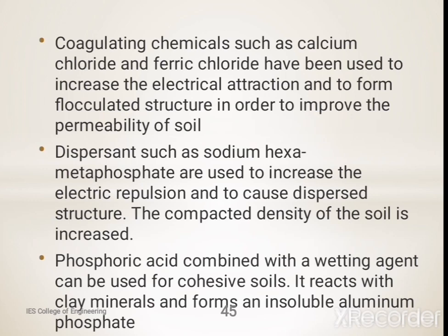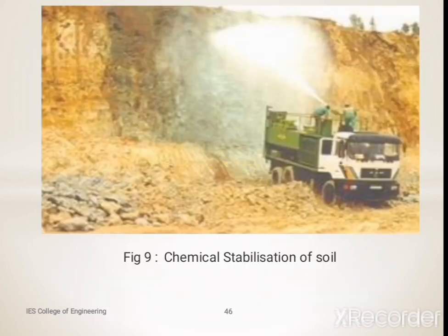Phosphoric acid combined with a wetting agent can be used for cohesive soils. It reacts with clay minerals and forms insoluble aluminium phosphate. This figure shows the chemical stabilization of the soil.